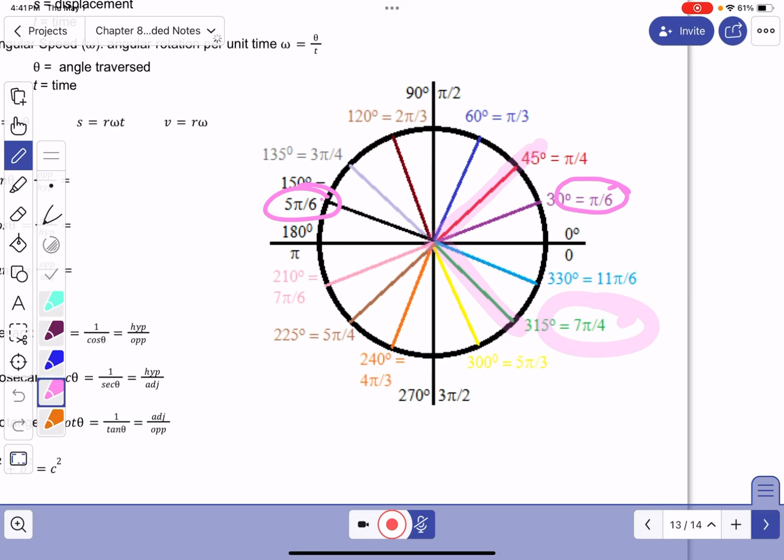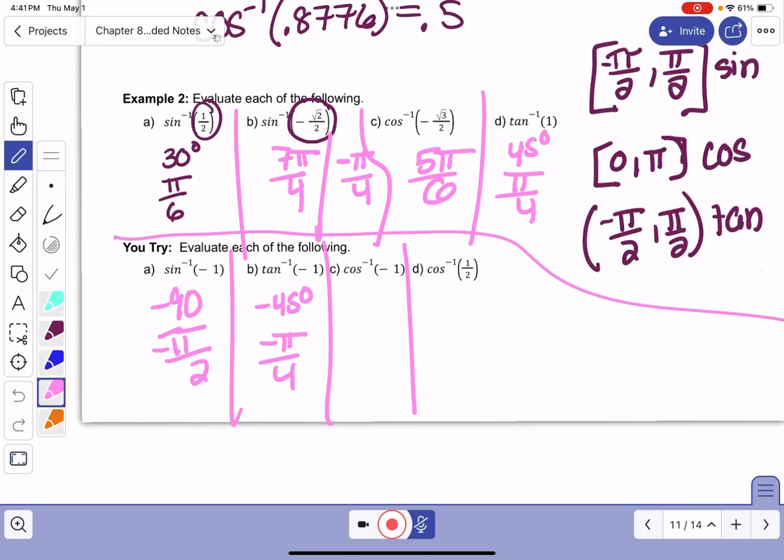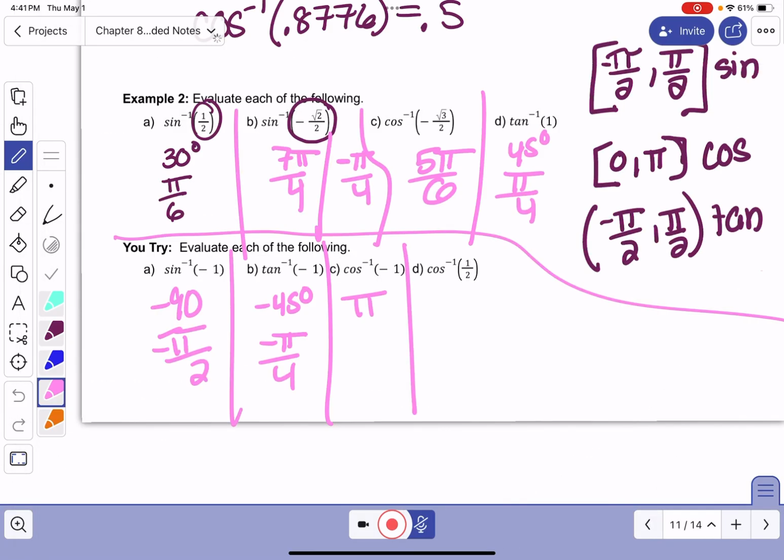Cosine is 1 when it's 0, so it would be negative 1 at the other end of that, which is pi. And then cosine is 1/2 when we're at 60 degrees, or pi over 3. So those special angles, if you see the root 2s and the root 3s and the 1/2s, you can use the table.